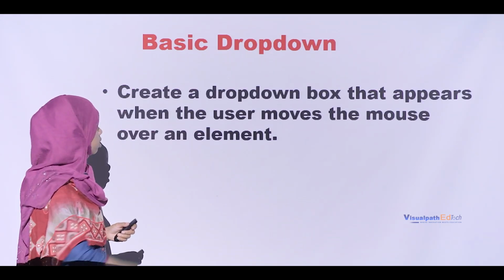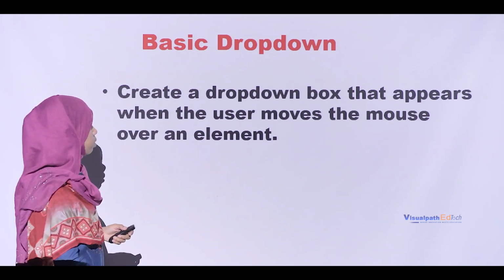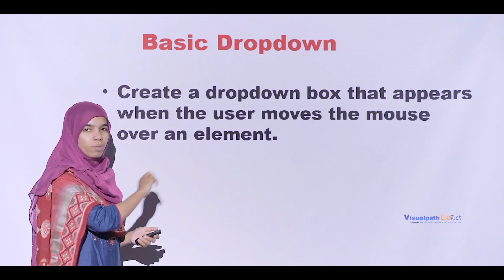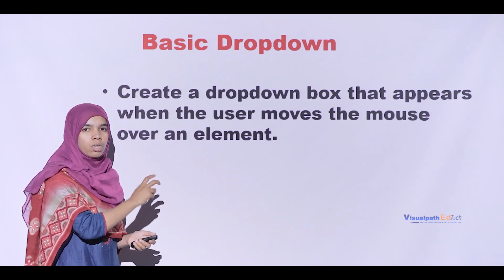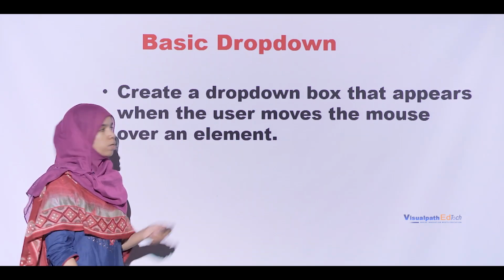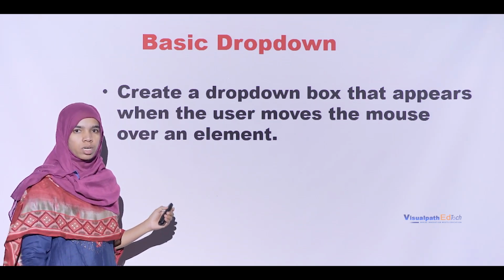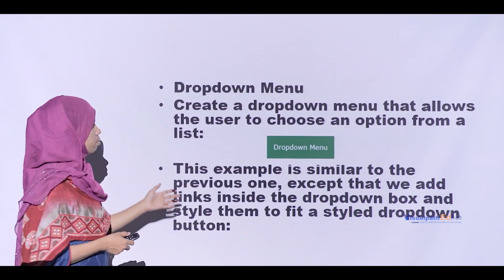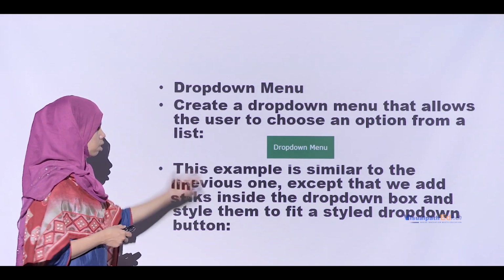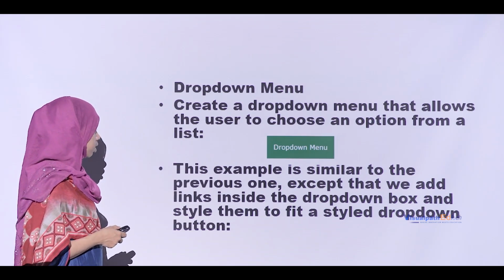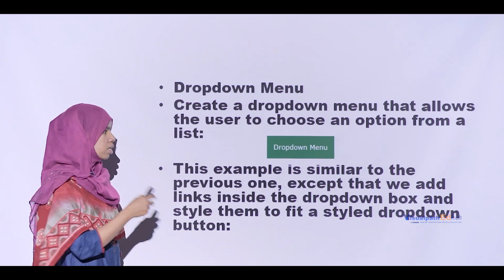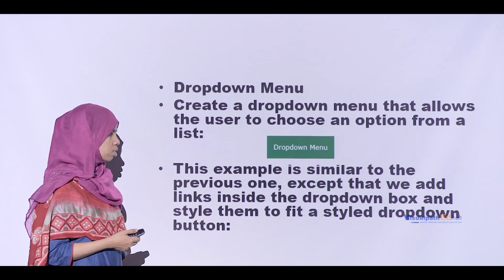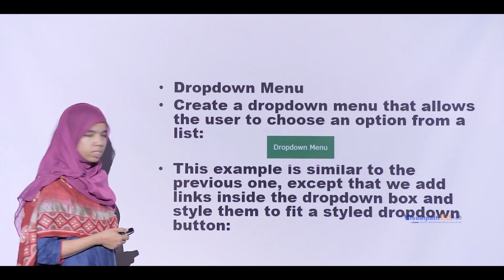Basics of the drop down. Here we are going to create a box that appears when the user moves the mouse over an element. As soon as the mouse is moved over an element, you will be able to see the drop down. This will be shown to you with the execution part. Here is a menu drop down that lists a set of menu options given to the user as soon as it is clicked. This is a similar example to the previous one, fitted in the styled drop down button.